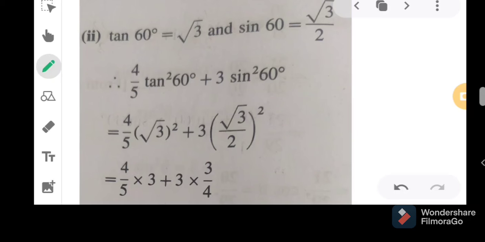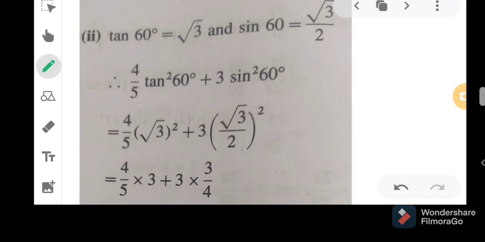Then find the value of... here, another type of example is given, that is: find the value of 4 by 5 tan square 60 plus 3 into sin square 60.